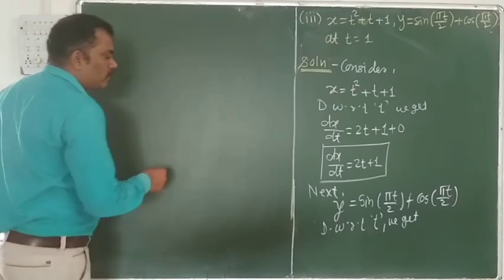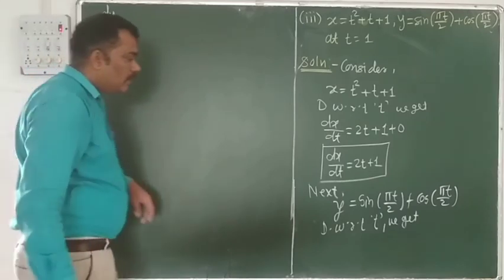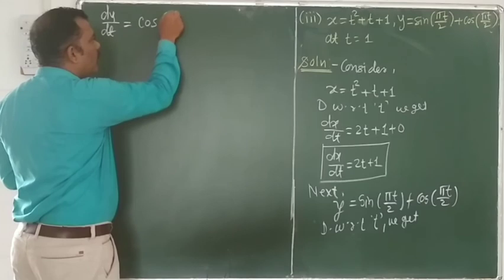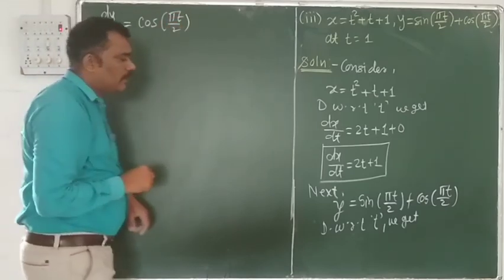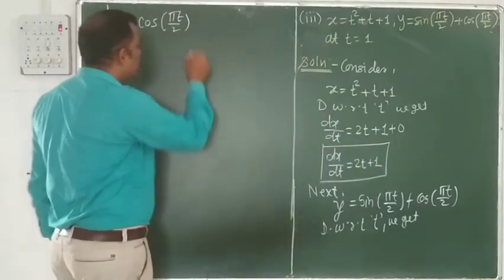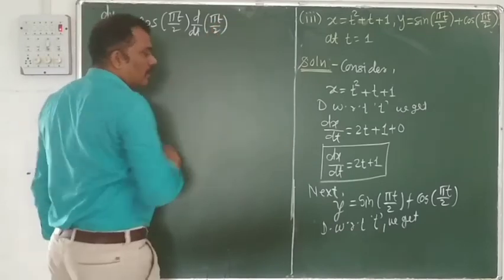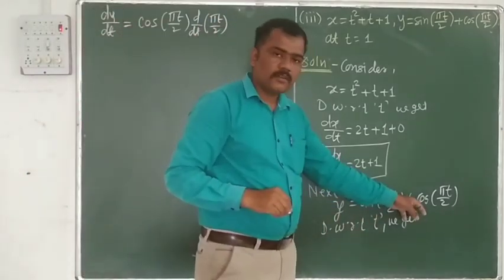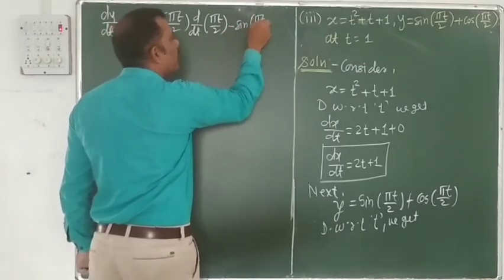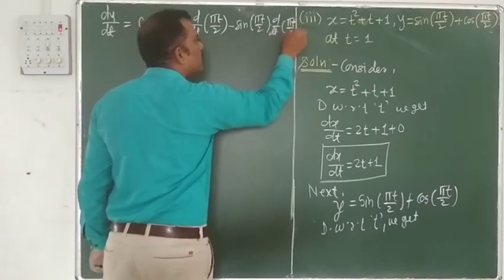Differentiation of y with respect to t is nothing but dy by dt is equal to, what is the derivative of sine? Derivative of sine is nothing but cos, so we can write cos pi t by 2. First we keep the function on the sine. Next we take the derivative of pi t by 2 with respect to t, d by dt of pi t by 2. Now what is the derivative of cos? Minus sine pi t by 2 into d by dt of pi t by 2.